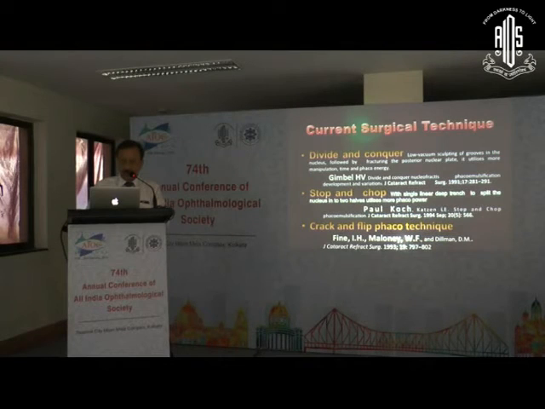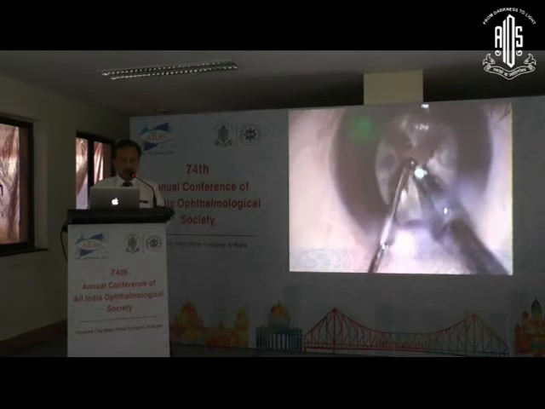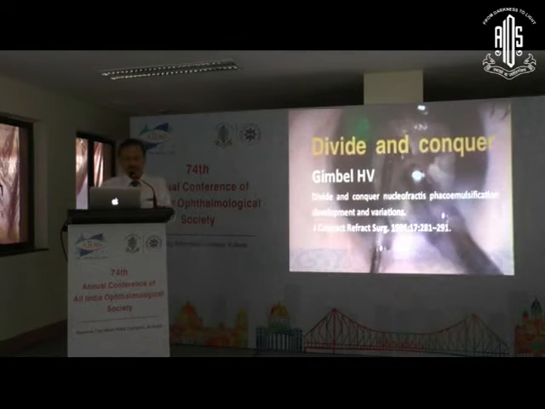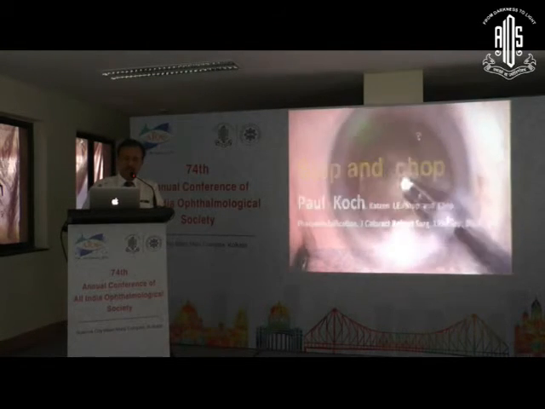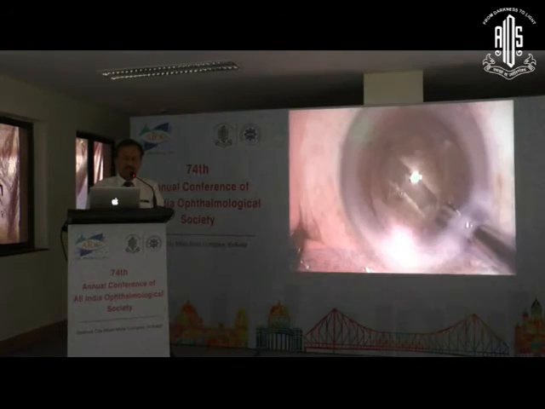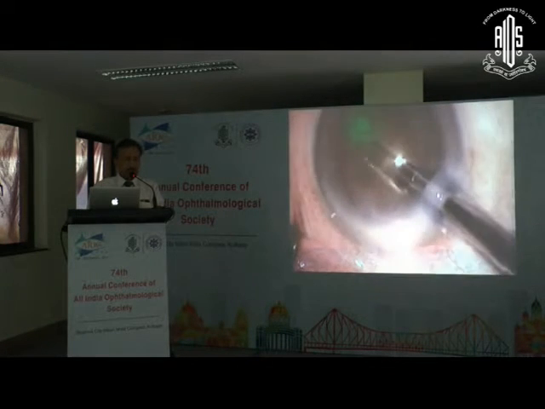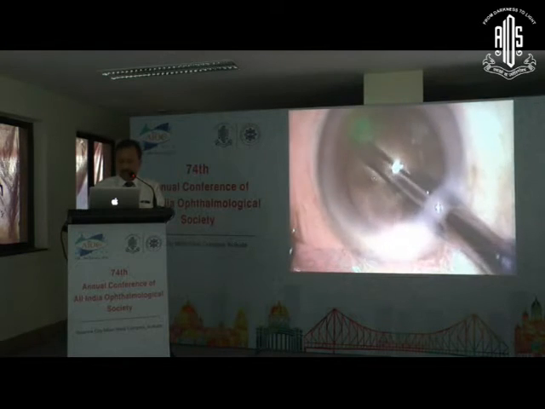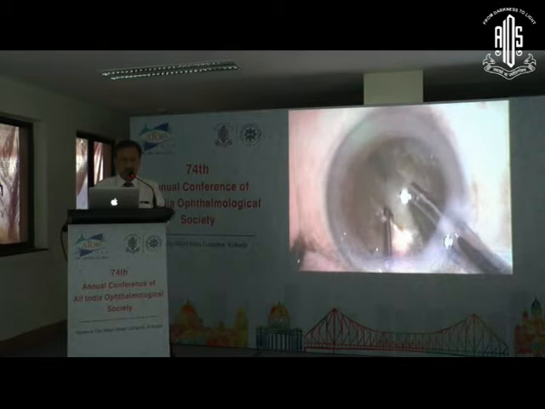The various techniques which we all have been practicing, divide and conquer, stop and chop, all these techniques, somehow we have already shifted to the chopping technique. The reason is that in these cases you have to do a lot of sculpting of the nucleus, very deep and very wide sculpting. You have to use a lot of energy, a lot of manipulation to fracture the nucleus, and many times you get into the problem of posterior capsular disruption, or quite some time you do not get the complete division also. Because if you do not get the division of the nucleus, then you know the problems you come across during the emulsification of these hard nuclei.